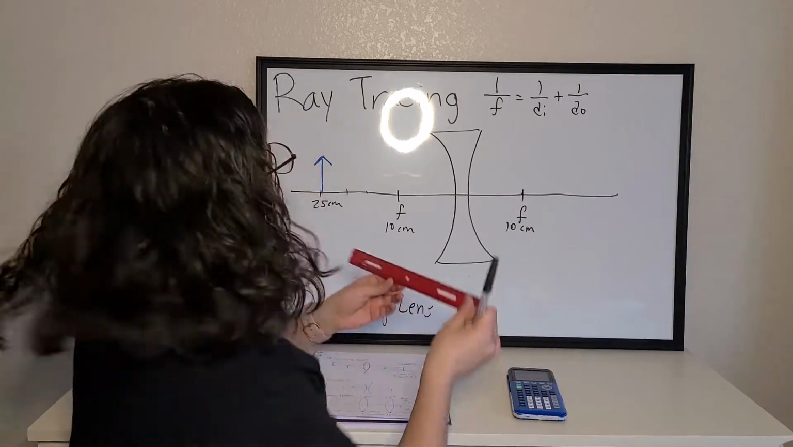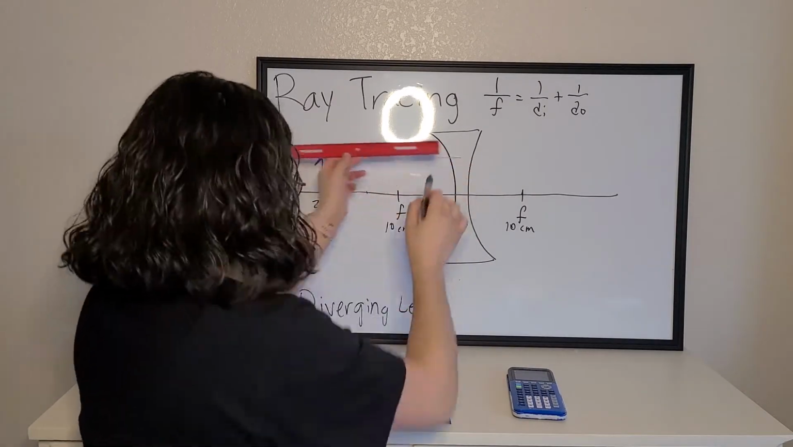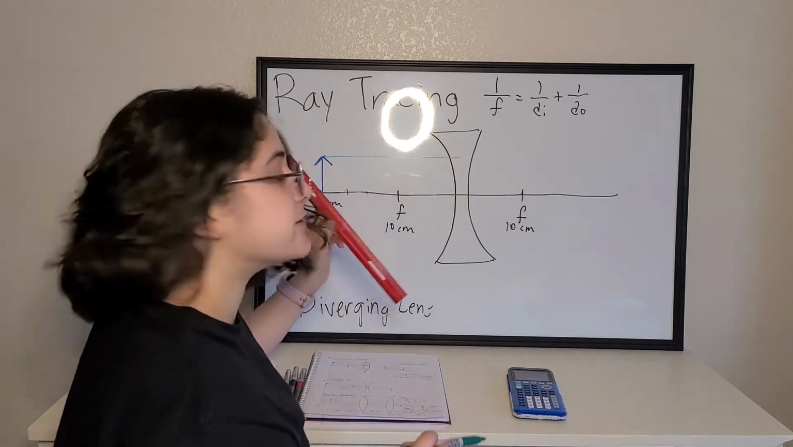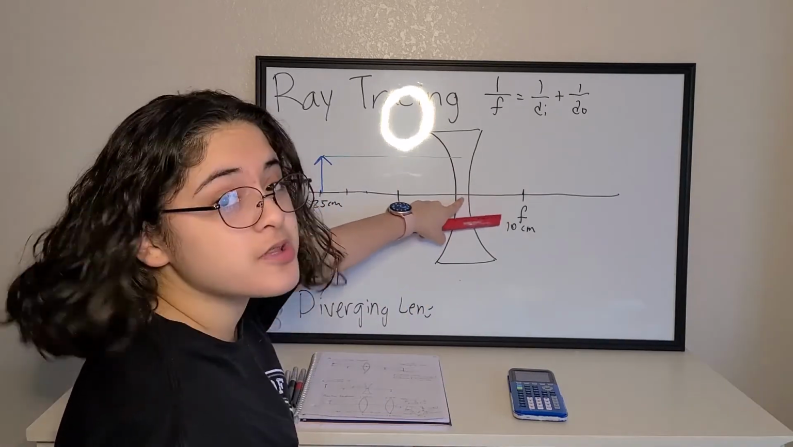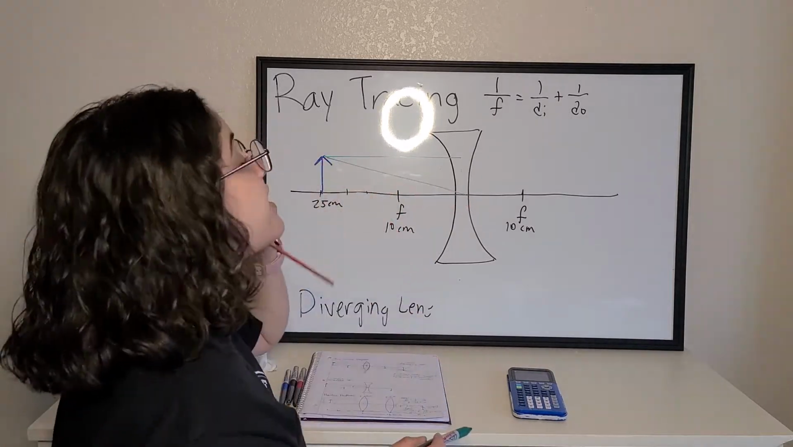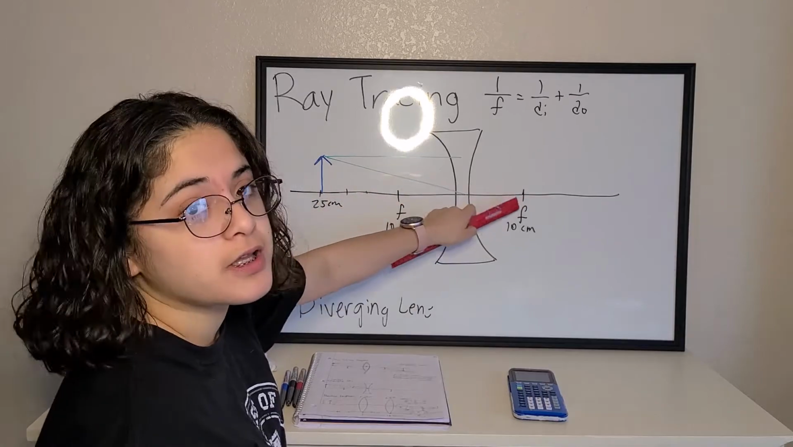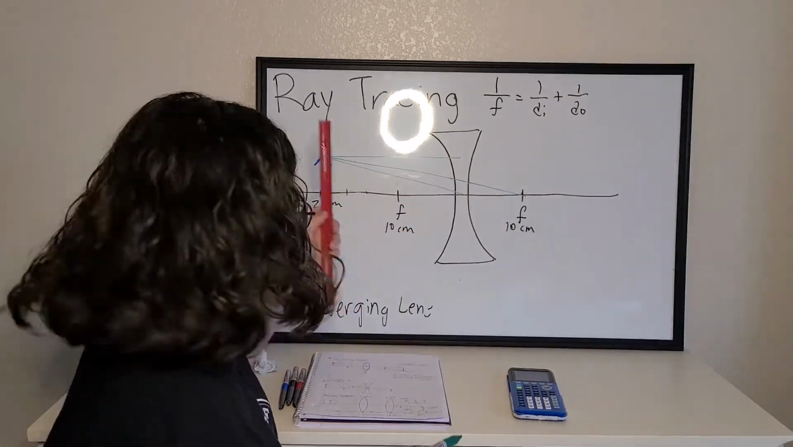One of your lines is going to go parallel with the axis again. Another one of your lines is going to go through the center of the lens. And the last line will go through the lens to the focal length. Here are your 3 lines.